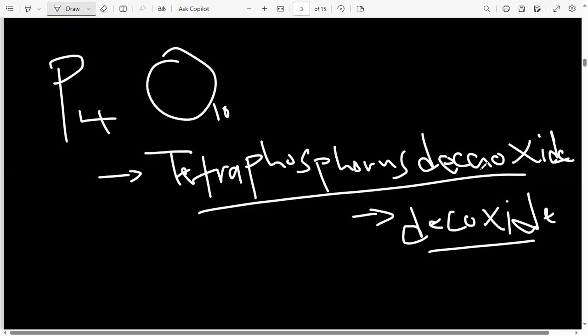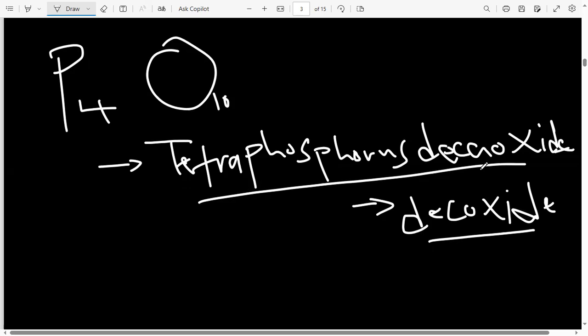All right. So this was the first part. You are given a formula, and then you are asked to name it, right? Sometimes you'll be given a name, and then you are asked to write the formula. So let's write the formula for the following names. The first one, I'll say sulfur.